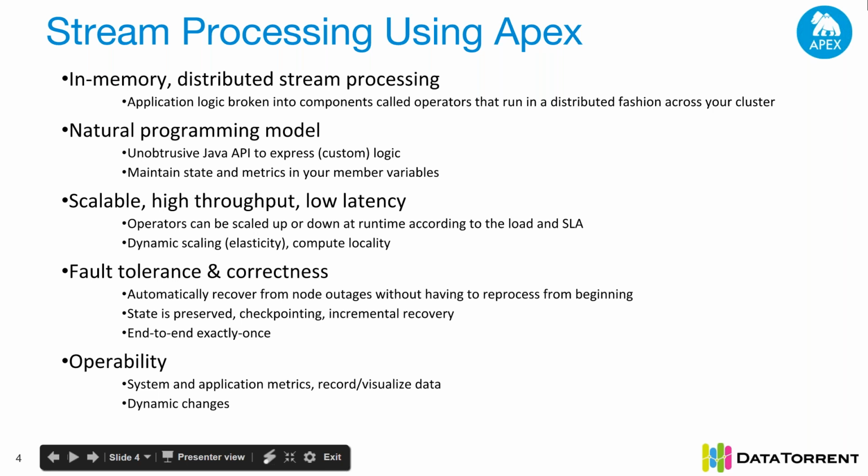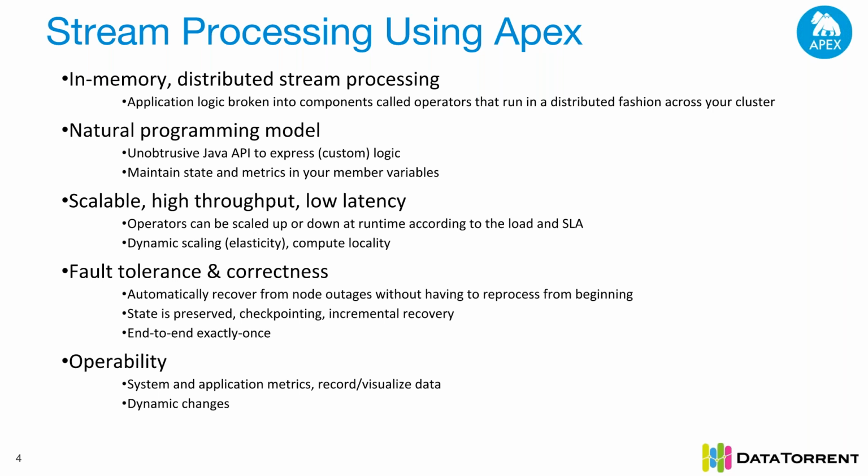Apex also allows you to define your state and metrics in Java member variables, which are checkpointed by the Apex platform itself. So you don't have to worry about the state: if anything goes wrong with your operators at runtime, we can restore from the checkpointed state and your processing can continue. The same applies to metrics, where you can define various metrics as Java member variables, and those metrics can also be provided to other applications for visualization.